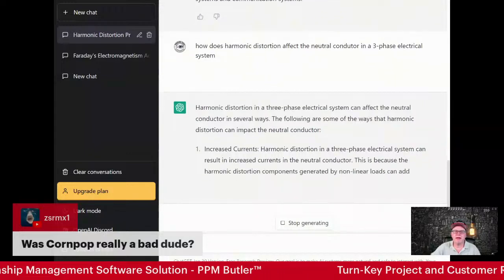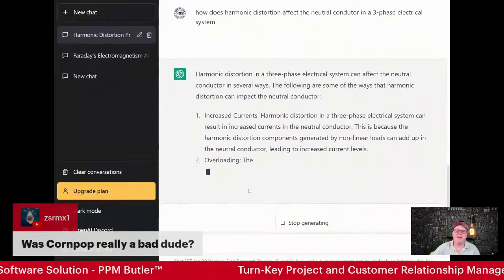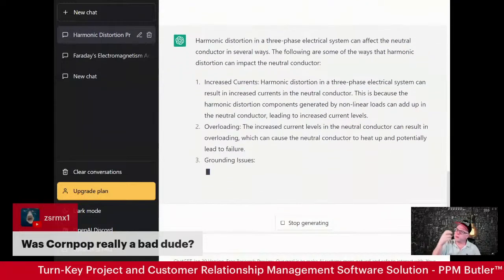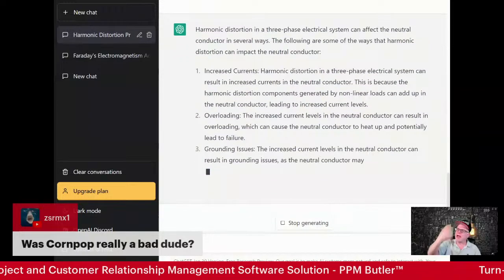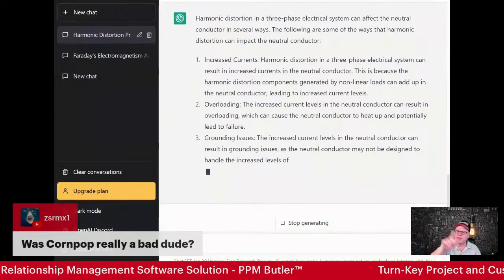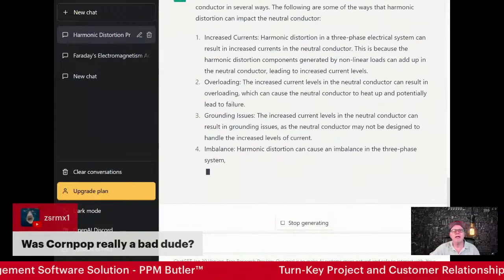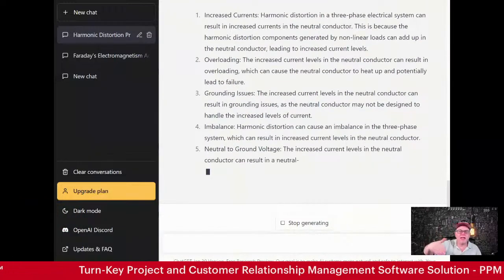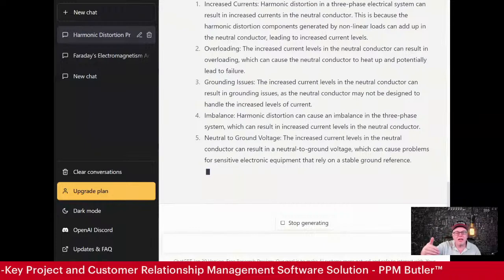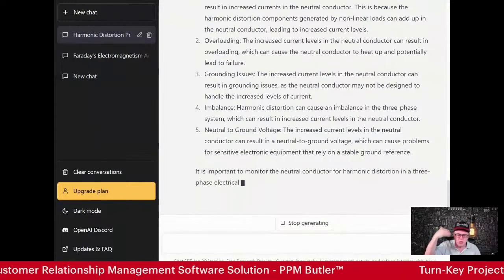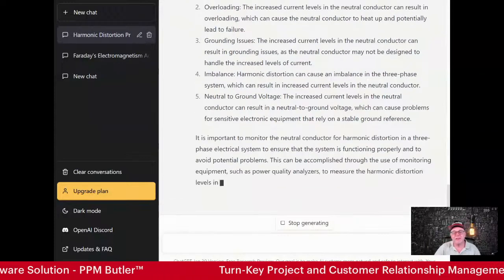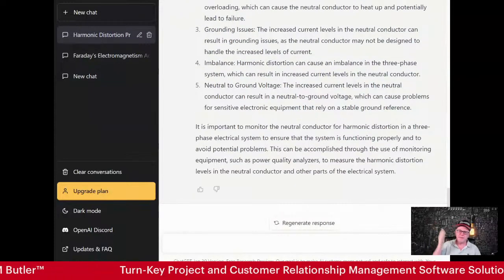And there's what I've talked about, increased currents. That's what I was explaining last night. So this tool is only going to be as good as you writing the right question. But here's the beautiful thing about it, folks. If it's not the right question, you can follow up and clarify your question, and it will continue on and try to give you the best results. Okay. Look, it's still writing.